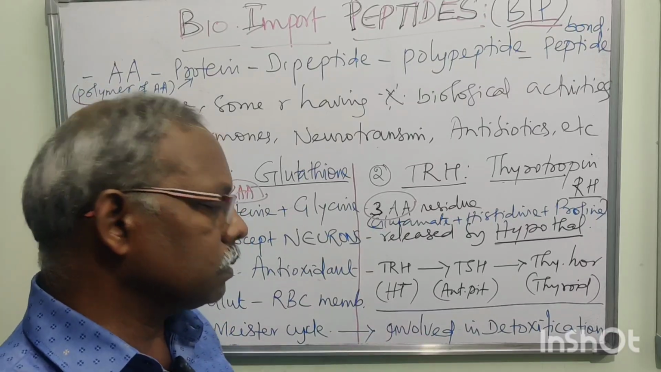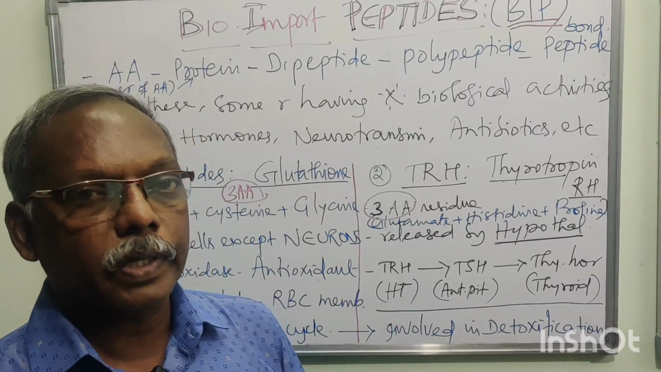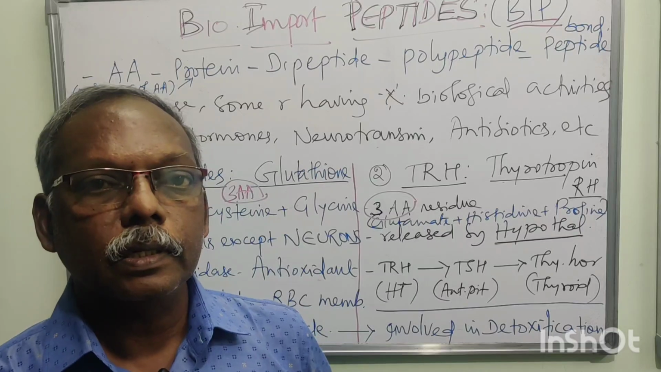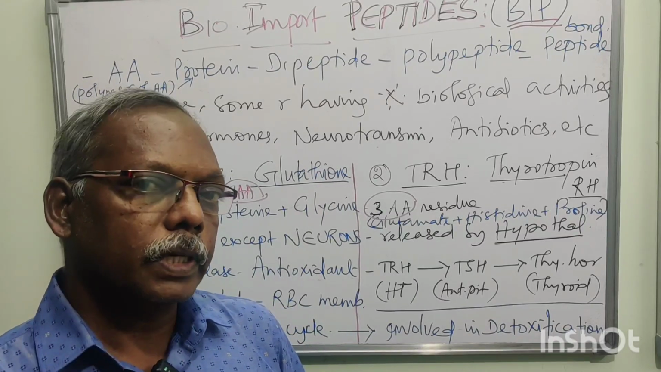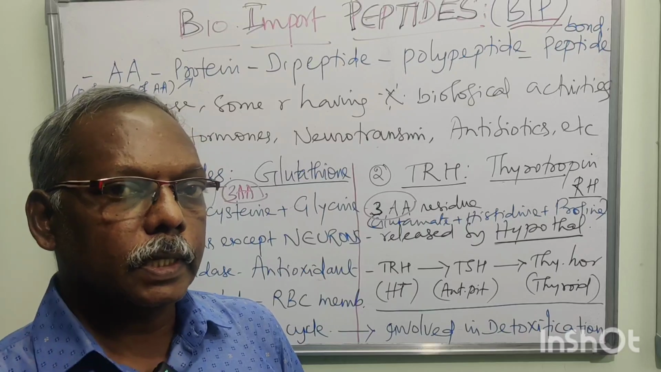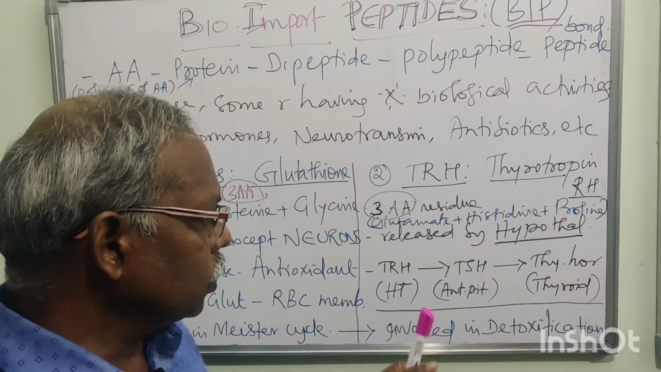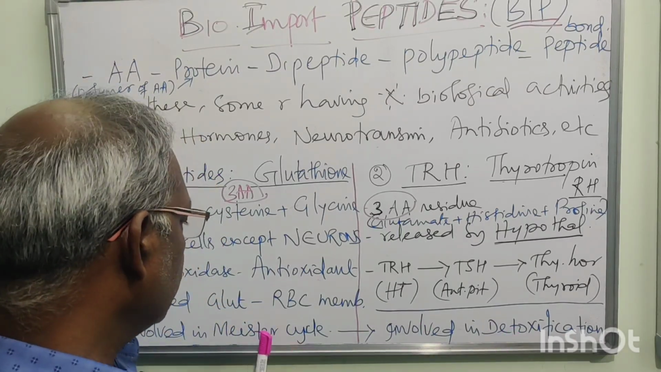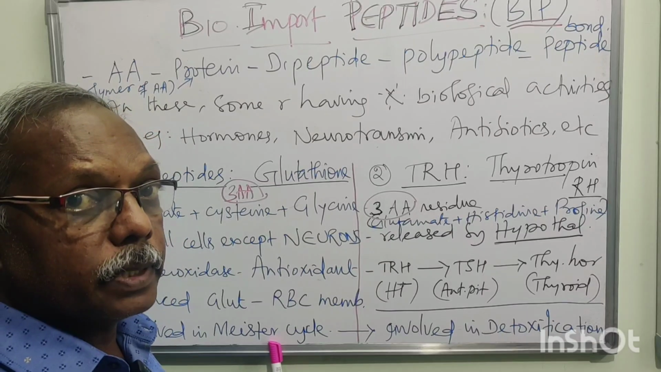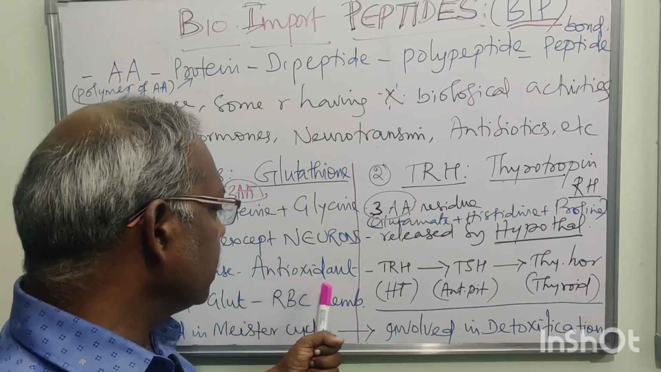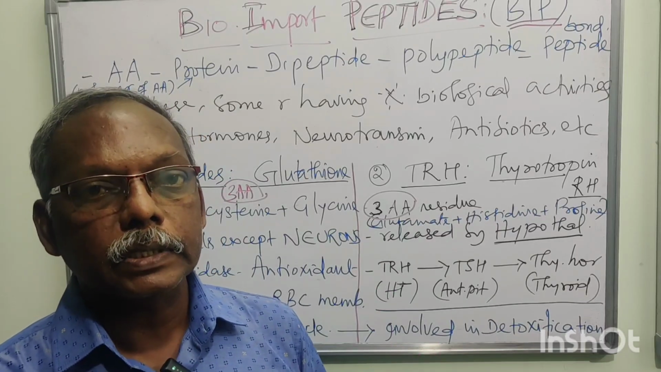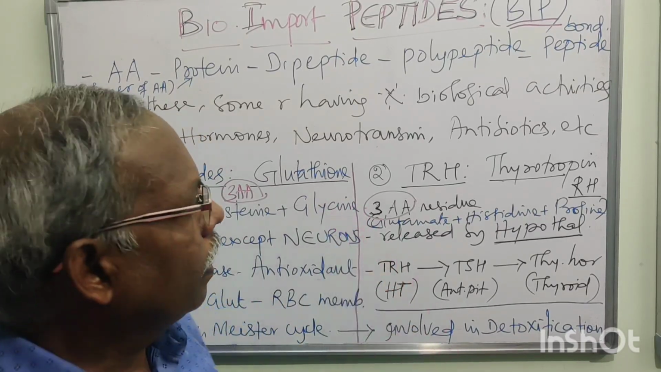Next, glutathione is involved in detoxification. You know the definition: toxic compounds are converted into non-toxic compounds and then excreted by the kidneys. So detoxification, the Meister cycle for transportation and absorption of amino acids, RBC membrane integrity, and antioxidant action are the 4 important functions of glutathione.